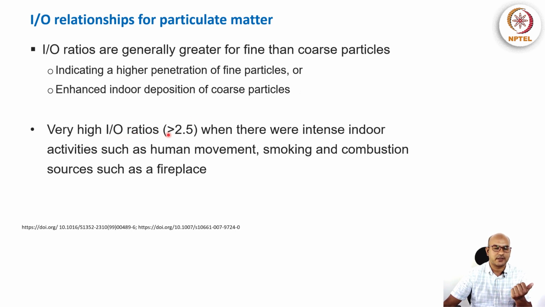Very high I by O ratios greater than 2.5, as we just saw in the previous slide, have been observed when there are intense indoor activities such as human movements, smoking, or use of combustion sources such as a fireplace. Also, such combustion sources can be even kitchen activities, depending on what is being cooked. We can have more indoor air concentrations compared to the outdoor air concentrations, and hence high I by O ratios can be observed.